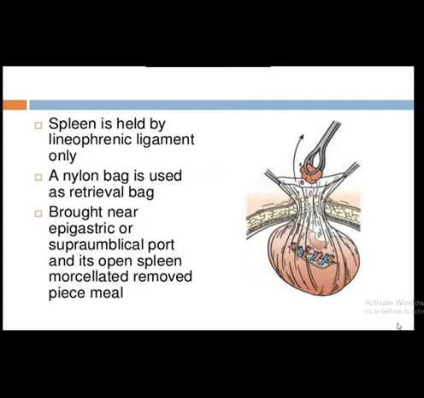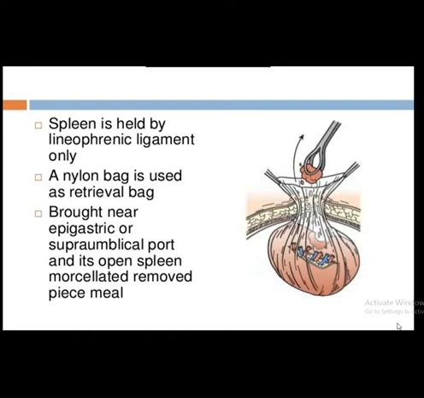The early resumption of activities, the shorter hospital stay, and the lower chances of deep vein thrombosis and pulmonary embolism are seen in the cases where you perform the laparoscopic procedure as compared to the open procedure. So the best method to do the splenectomy is the laparoscopic method rather than the open method.